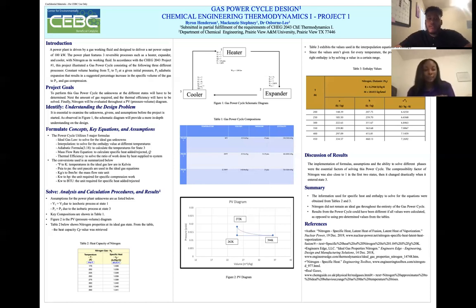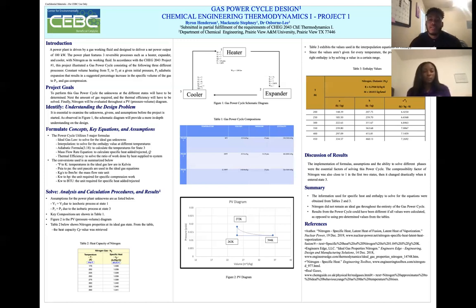Okay, so to summarize, the information used for specific heat and enthalpy to solve the equations that we needed was obtained from tables 2 and 3, as we mentioned earlier. And as Mackenzie just stated, nitrogen did not remain an ideal gas throughout our process, because in states 1 and 2, it was about 0.01 and 0.02 off from 1, which is an ideal gas state. And in state 3, it was drastically different. So that's why we couldn't use the ideal gas law when solving for state 3, because it wouldn't apply anymore, since nitrogen wasn't an ideal gas at that point.